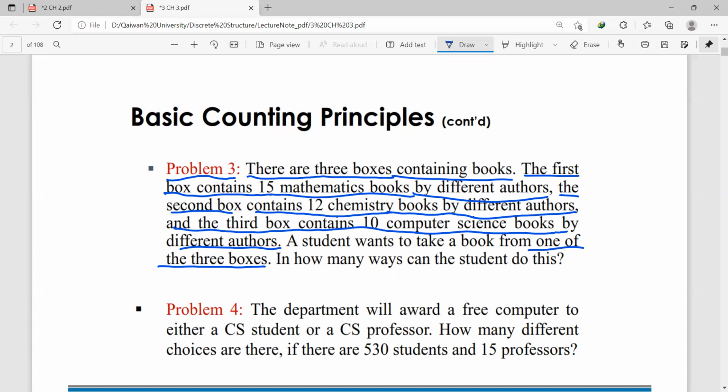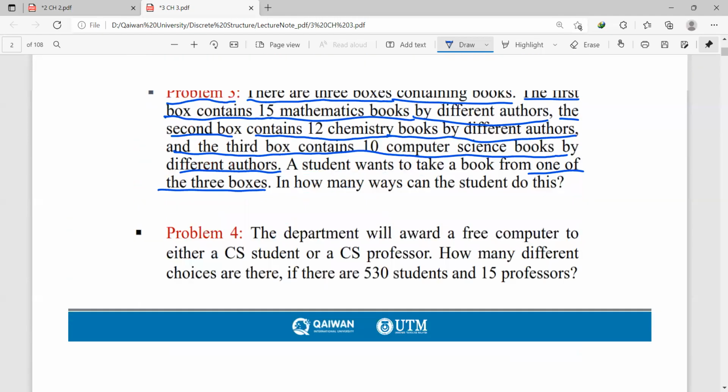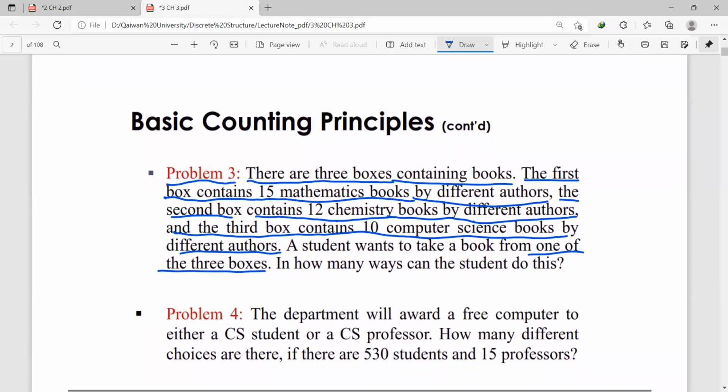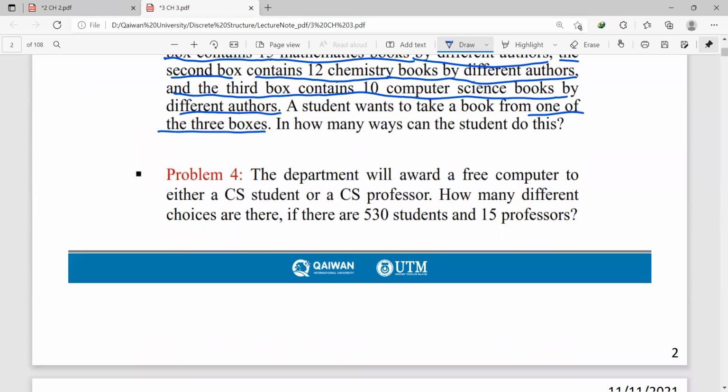Here, there are 3 boxes. In one of the boxes, there are 12 books. In the other one, you have 15, and in the other one, you have 10. In how many ways can the student pick a book? Finding the number of ways is a counting principle. We solve problems like this in this chapter.